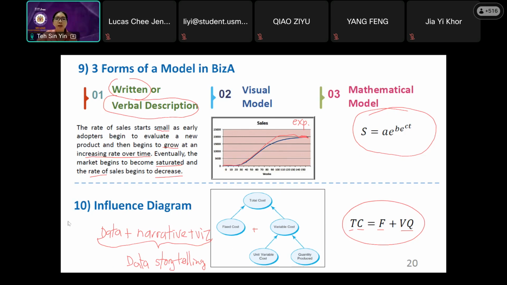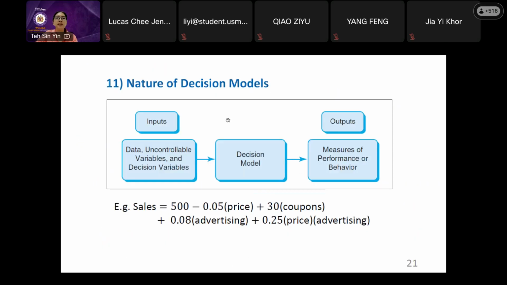Okay. All right. So next part is the nature of decision models. I think there are some questions there. Okay, thank you. Your friends already helped to answer. Thank you. It is ratio. Weight and height are ratio scale of measurement.